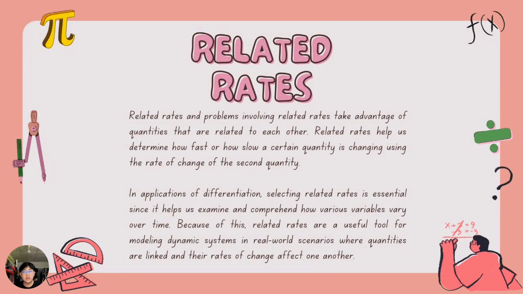For related rates. Problems involving related rates take advantage of quantities that are related to each other. Related rates help us determine how fast or how slow a certain quantity is changing using the rate of change of the second quantity. In application of differentiation, selecting related rate is essential since it helps us examine and comprehend how various variables vary over time. Because of this, related rates are a useful tool for modeling dynamic systems in real-world scenarios where quantities are linked and their rates of change affect one another.